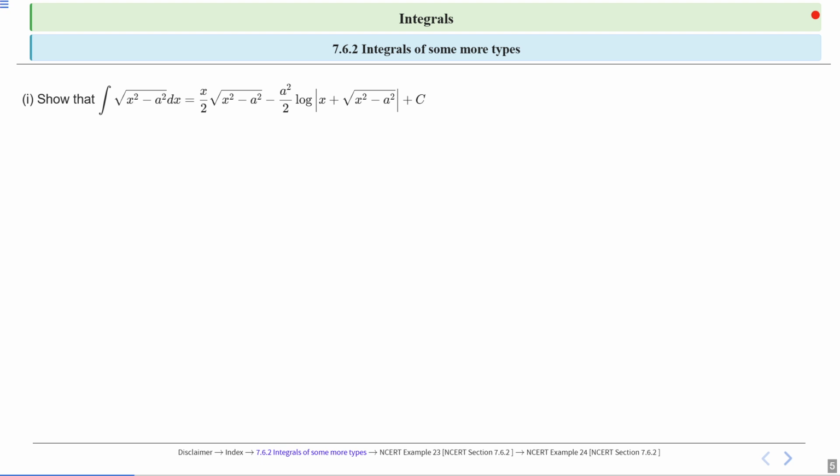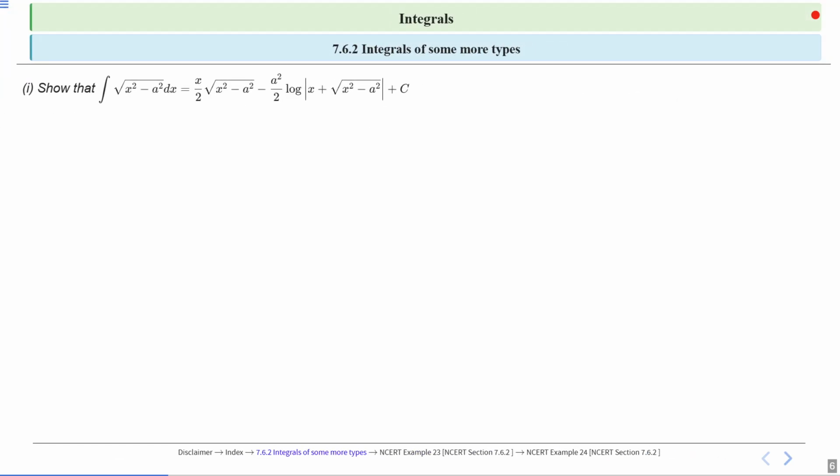So we use the technique of integration by parts. We need to show that integration of root under x square minus a square dx is x by 2 root under x square minus a square minus a square by 2 log mod x plus root under x square minus a square plus c.